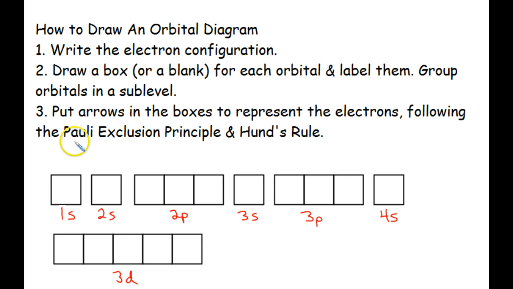Pauli exclusion principle, as we said earlier, says that if you've got 2 electrons in an orbital, and that's the max you can have, they have to have opposite spins. We'll get to Hund's rule in a second. So these are full, so I'm just going to go ahead and draw in these arrows.